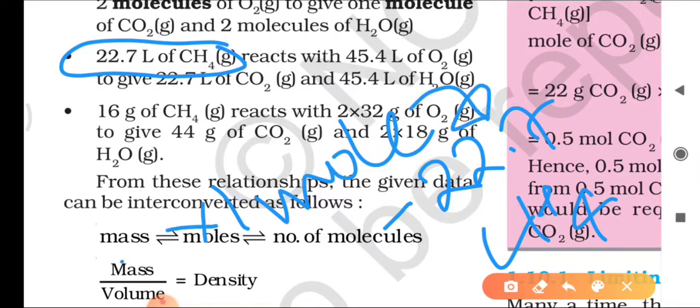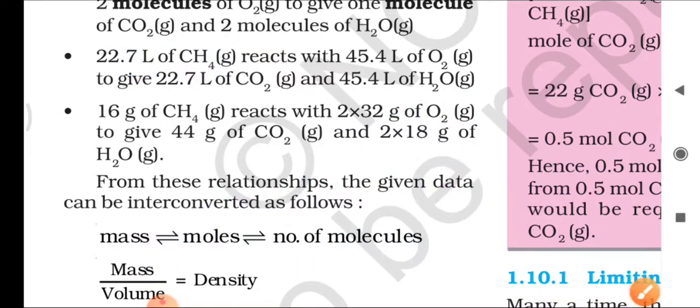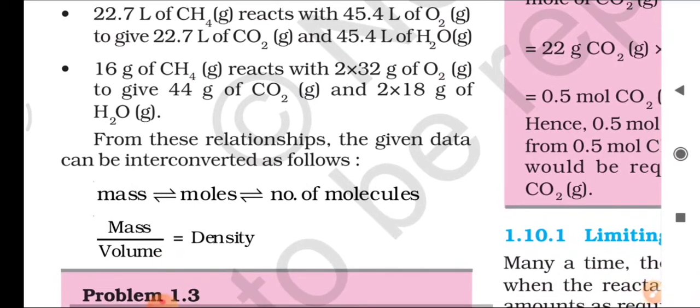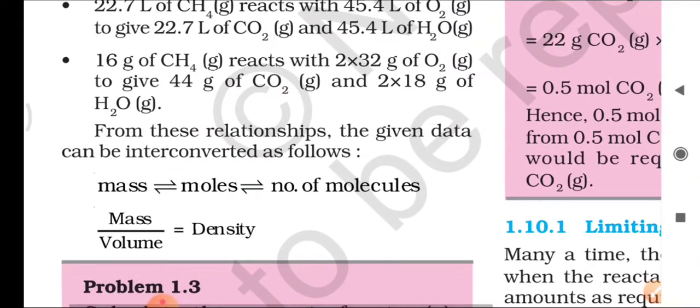So 2 moles will equal 2 into 22.4, that is 44.8 liter, right? Again, in terms of gram, 16 gram of methane reacts with 32 into 2 gram of O2 and will produce 2 into 18 gram of H2O.